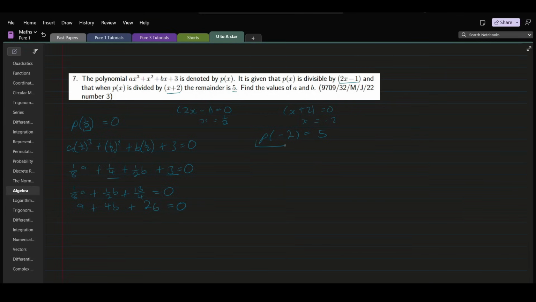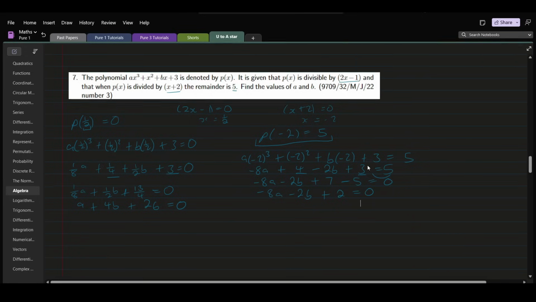Now let's evaluate p of negative 2 is equal to 5. So we're going to substitute x with negative 2. So that's a times negative 2 cubed plus negative 2 squared plus b times negative 2 plus 3, and this is all equal to 5. Negative 2 cubed is negative 8, so that's negative 8a plus 2 squared, which is 4, minus 2b plus 3, and this is equal to 5. So negative 8a, negative 2b, 4 plus 3, that's plus 7. Let's bring this 5 to the left-hand side, so that's minus 5. And this is now equal to 0. So that's negative 8a minus 2b plus 7 minus 5, which is 2. And this is all equal to 0.